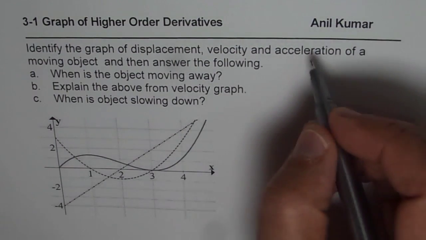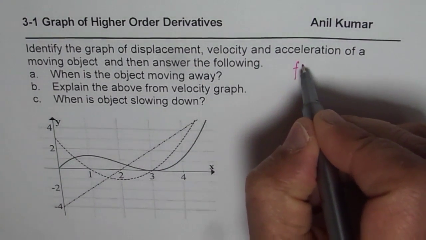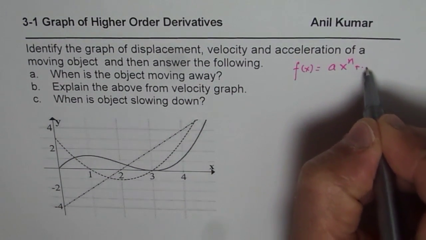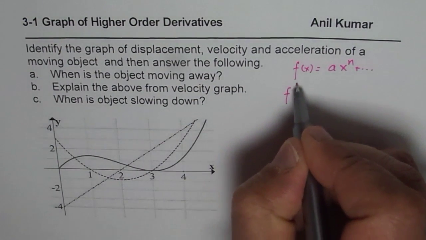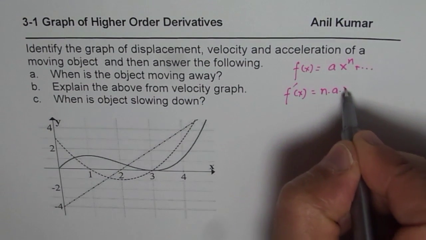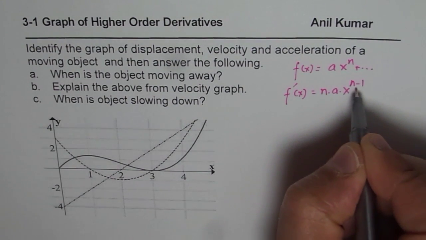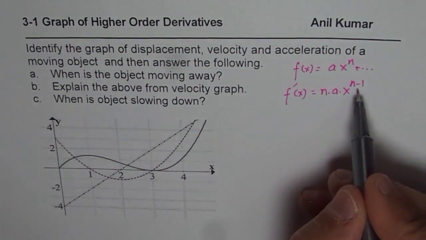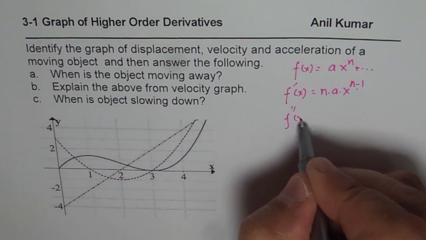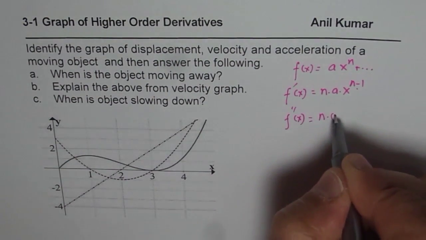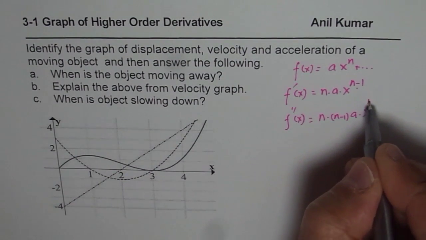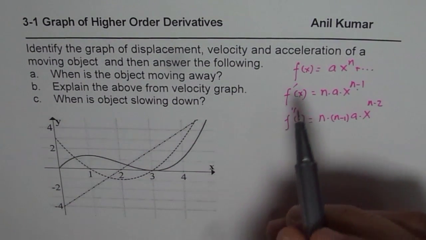So the idea here is that if the function f of x is equal to a times x to the power of n plus something whatever, then the derivative of the function is n times a times x to the power of n minus 1. That's what I mean: the degree decreases by 1 for the derivative. Now the second derivative, f double dash x, will be n times n minus 1 times a times x to the power of n minus 2. So it further decreases, right?